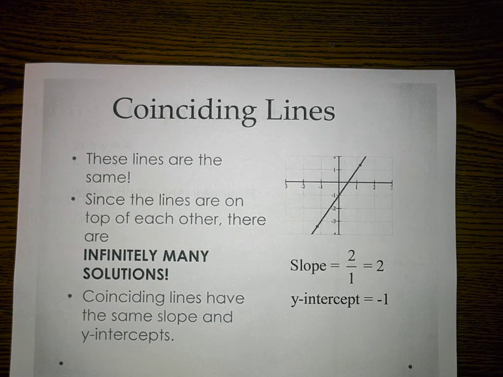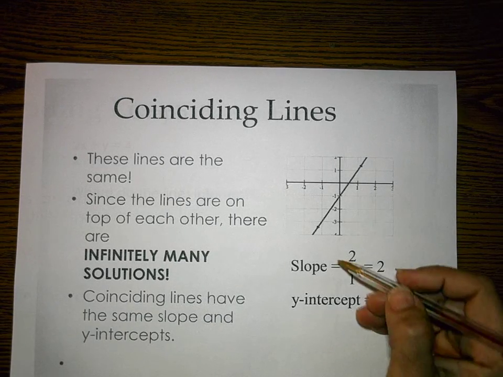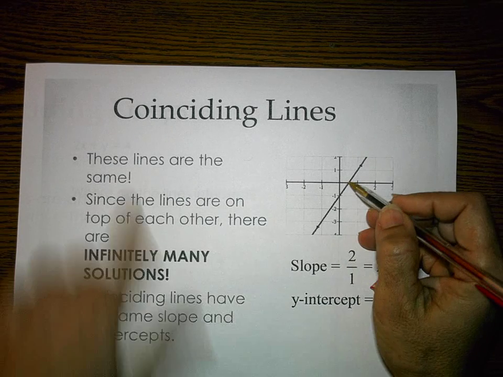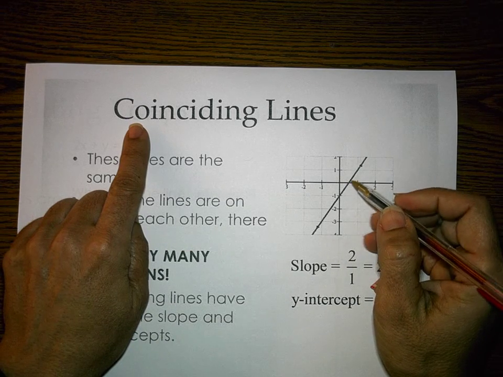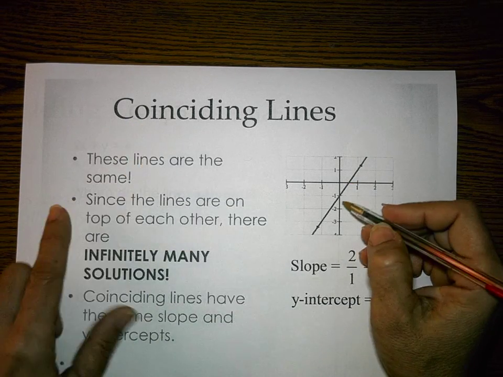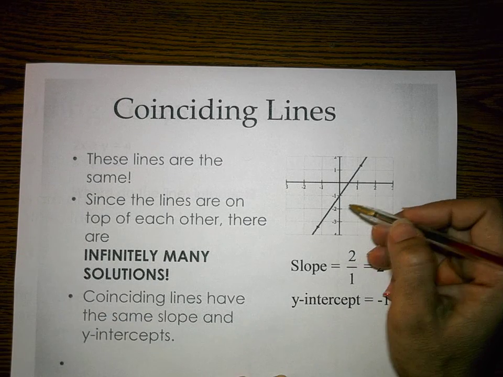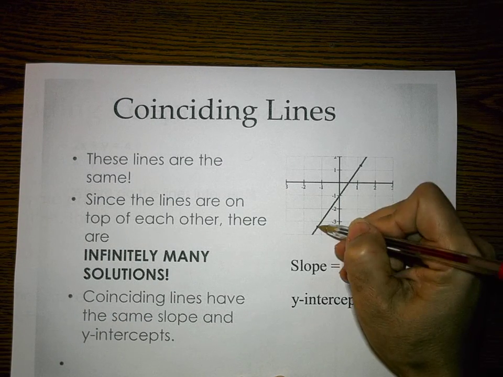All right. How about if the lines are exactly the same and they're on top of each other? Those are called coinciding lines, okay? Their lines are the same. So these lines are the same. Since they are exactly the same, they're on top of each other right here.